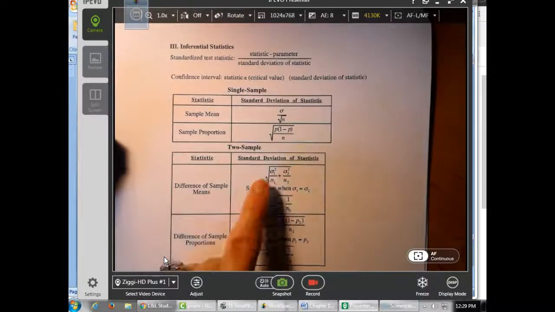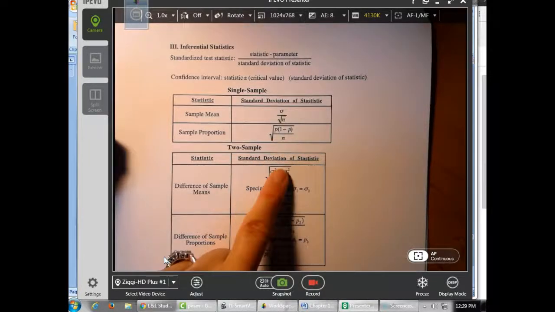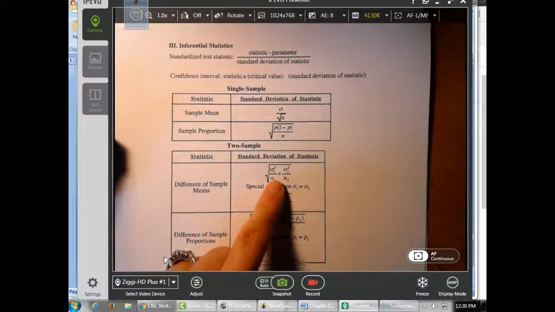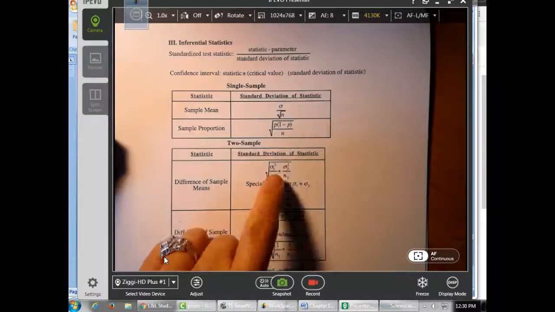Whereas when you look at the difference of sample means standard deviation or standard error formula, guess what? X bar is not in here. So yes, we're assuming that the null is true and that the mean should be equal. But the means are not even used in the formula here, whereas the P's are used in the formula there.